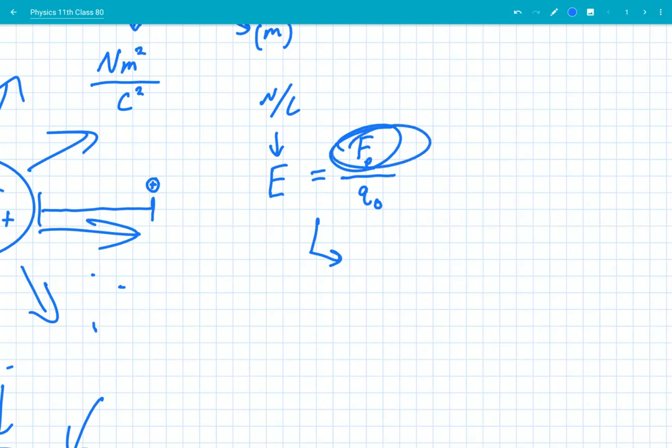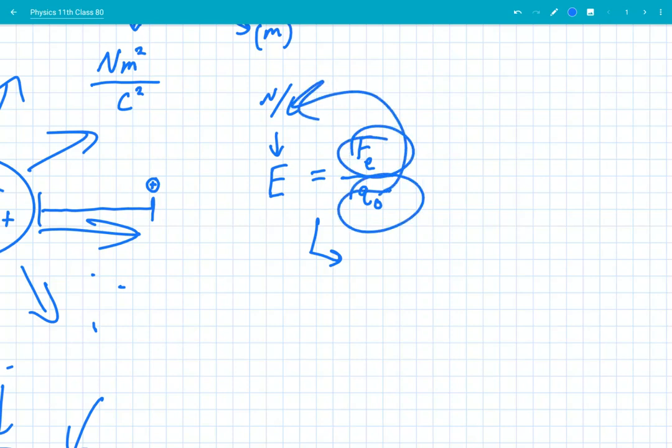We know that electric force is newtons. We've talked about that. And the charge of a point charge is measured in coulombs, right? So it would make sense that if we have newtons and coulombs, the units for electric field strength would be newtons divided by coulombs, right? That should be intuitive for you. But now I'm going to explain to you in more detail why that is.